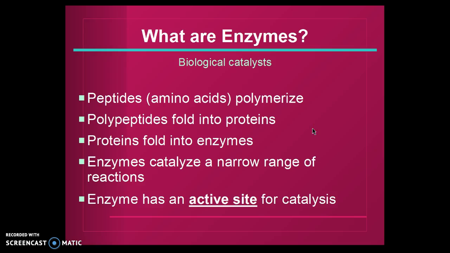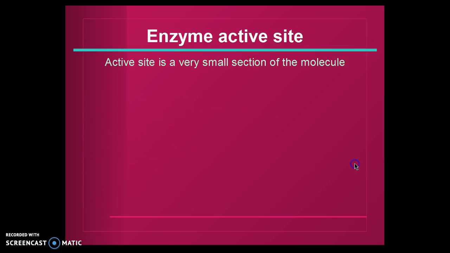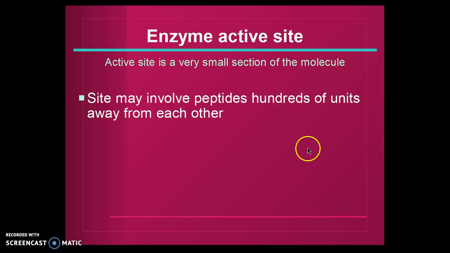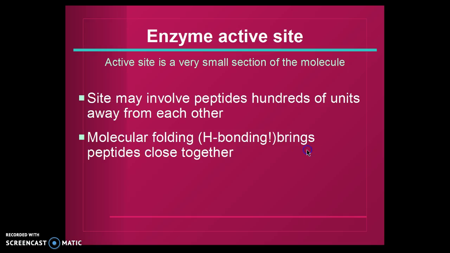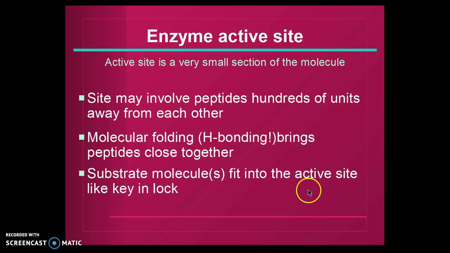Each enzyme is going to have usually one active site for catalysis. The active site is a pretty small section of the molecule. It may involve peptides that are hundreds of units away from each other, but because of the folding, they bring these peptides close together. Generally, the folding is done through hydrogen bonding, which lowers the overall energy of the combination. Then the substrate molecules, as you learned in first-year biology, are going to fit into the active site like a key in the lock.